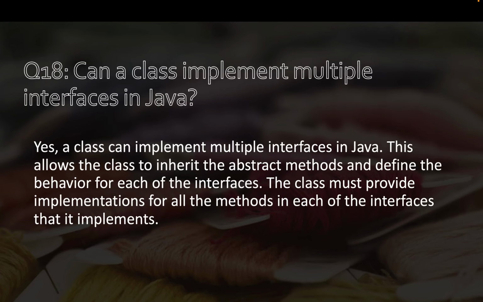Question number 18. Can a class implement multiple interfaces in Java? Yes, a class can implement multiple interfaces in Java. This allows the class to inherit the abstract methods and define the behavior of each of the interfaces. The class must provide implementations for all the methods in each of the interfaces that it implements.